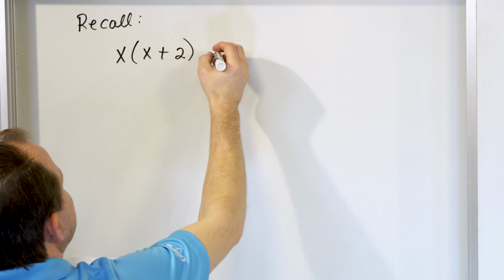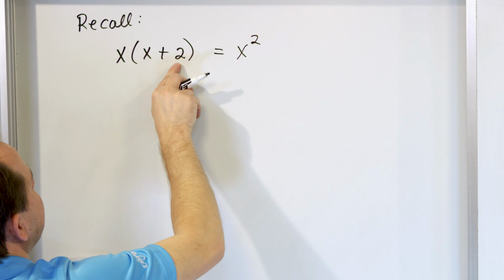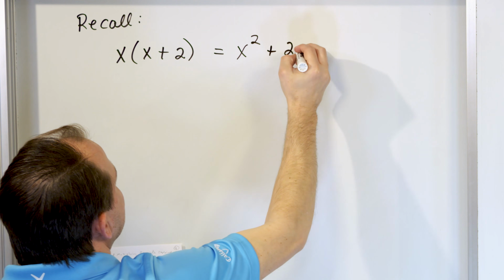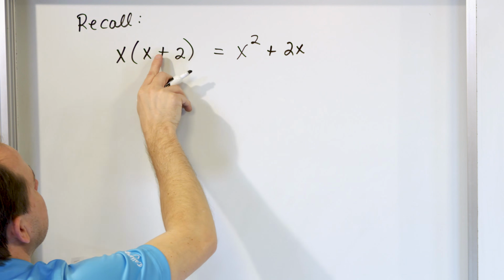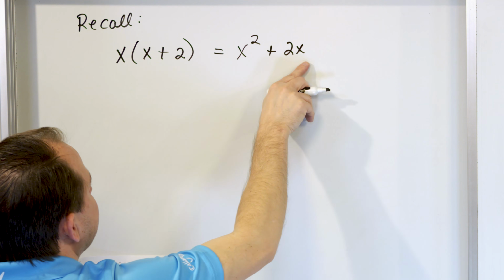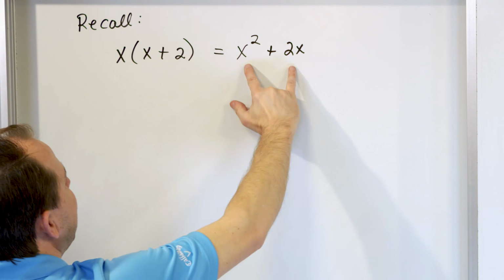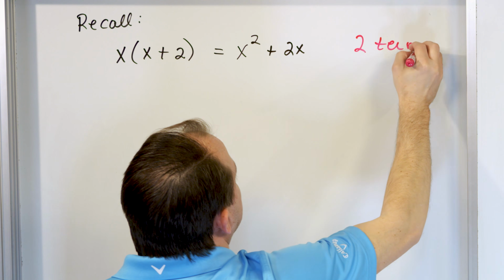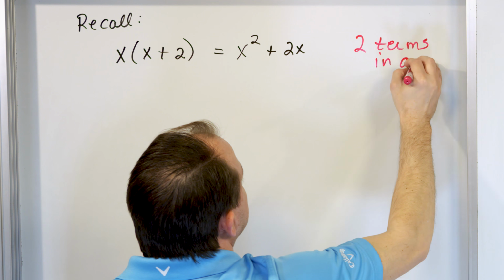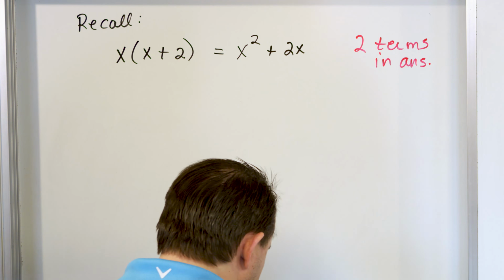So what you're going to get is x times x is going to give you x squared, and then x times 2 is going to give you 2x. And the reason there's a plus sign here is because there's a plus sign here. Positive 1x times positive 2 will give you the positive 2x. Now notice here that in your final answer, there were actually 2 terms. This is number 1 and number 2. And that'll become interesting later on. I'll talk to you about it.